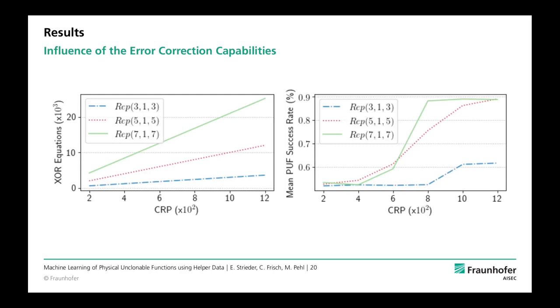We wanted to substantiate the notion that the redundancy per code word of the used error correction code has a big impact on our attack. On the left side, we see the growth rate of the number of XOR equations for three different repetition codes given the challenge response number. It can be seen that the number of derivable XOR equations grows faster for codes with more redundancy. On the right side, we see the mean puff success rate of our attack. We can see a clear connection between the number of derivable XOR equations and the learnability of the machine learning model. The more XOR equations, the faster the learning rate, and the better the generalization of the machine learning model.